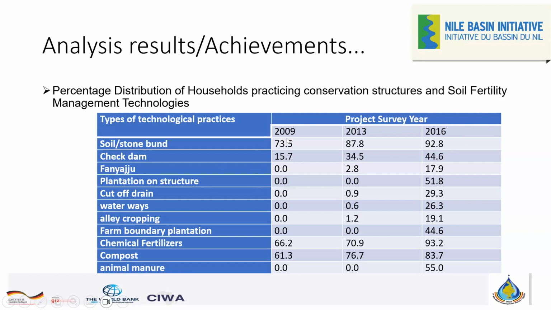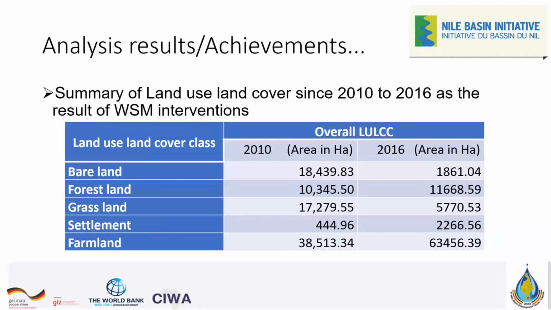All the interventions from the baseline to the final implementation are really progressing in terms of percentage change. For example, if we take the farm boundary plantation, it was 0 when the baseline survey was taken. Now it reached about 46%. So there is progress in terms of this intervention due to the implementation of this project.